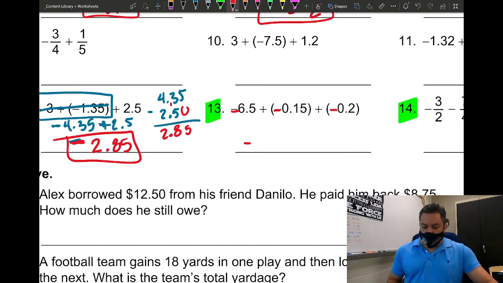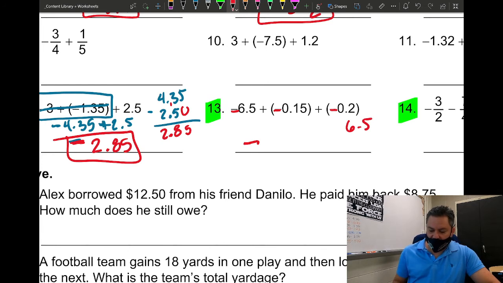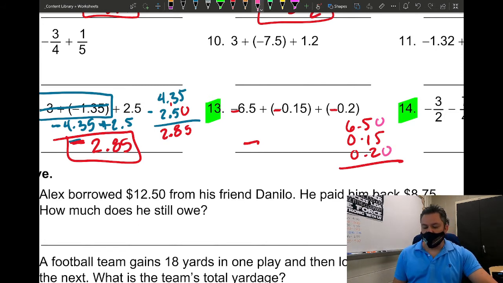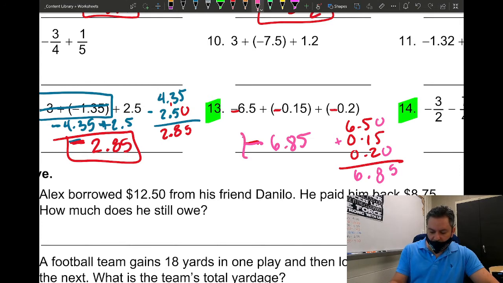Okay, so over here, we're just going to add them all up. I already established that my answer is going to be negative. Let's go ahead and do that. I have 6.5, 0.15, and then 0.2. What do we do to the blank spaces? Add zeros right there. Always do that. And we're going to have a good time. So, this is 5. 5 and 2 is 7 and 1 is 8. Bring down the 6. So my answer is going to be negative what? 6.85. That's my answer.